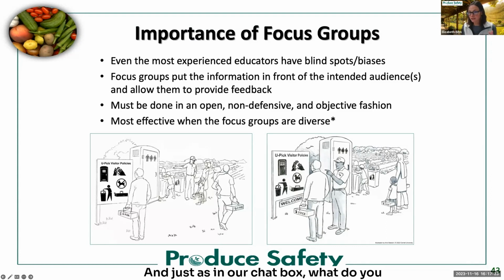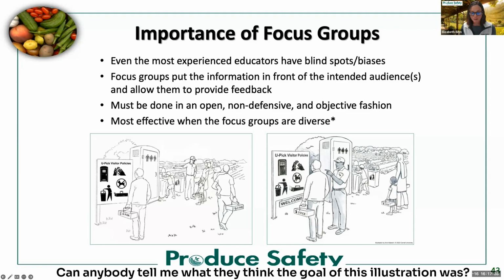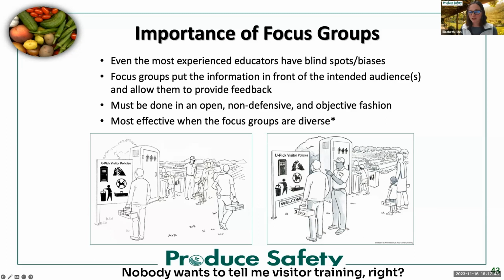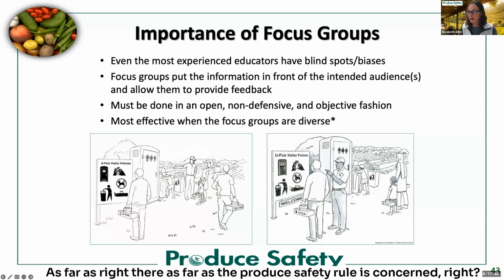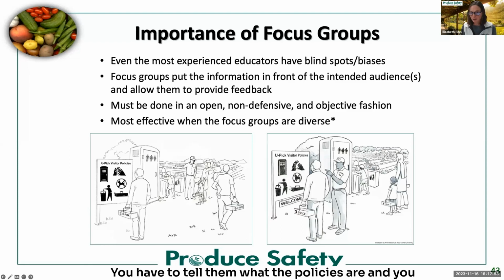And just as in our chat box, what do you all think the goal of this illustration was? Can anybody tell me what they think the goal of this illustration was? Oh, the chat box is quiet. Nobody wants to tell me. Visitor training, right? What do visitors need to know? What do you need to tell visitors as far as the produce safety rule is concerned, right? You have to tell them what the policies are and you have to provide hand washing and toilet facilities. Thank you for that. I'm going to move on to the next one, please.